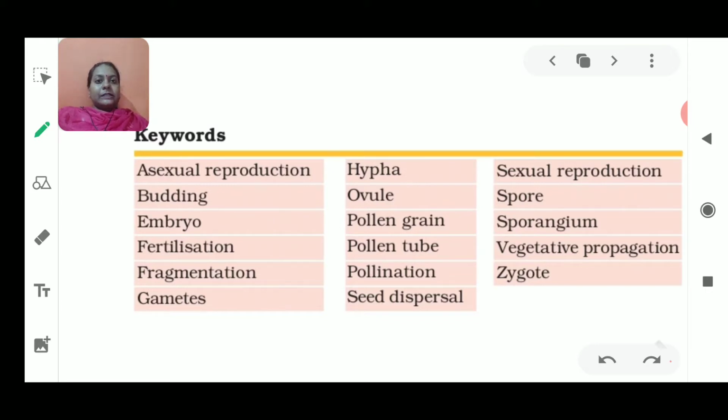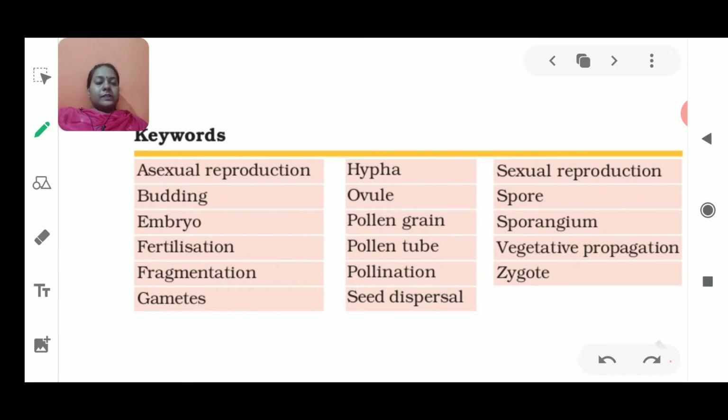That embryo is going to develop and form a seed. Then the ovary in which the ovule was present later forms the fruit, whereas the ovules which were earlier present will form the seed. So we can say that the ovary of a flower is going to be the fruit in future, and the ovule of a flower is going to be the seed in the future. So that is how sexual reproduction takes place.